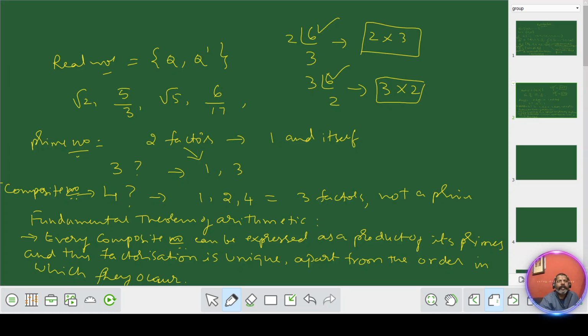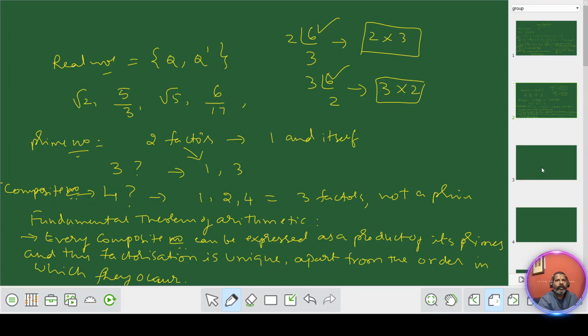I'll read it again. Every composite number can be expressed as a product of its primes, and the factorization is unique apart from the order in which they occur. So this I just explained. 6 has factors 2 into 3 or 3 into 2. Apart from these two, there's no other factorization existing for 6. Okay, that's what it means.